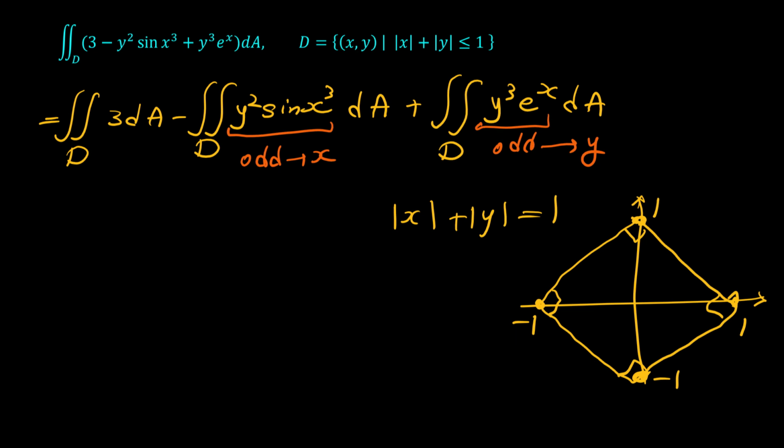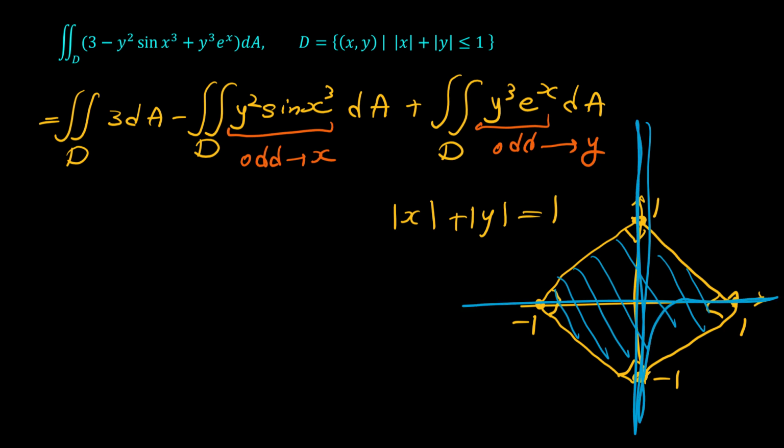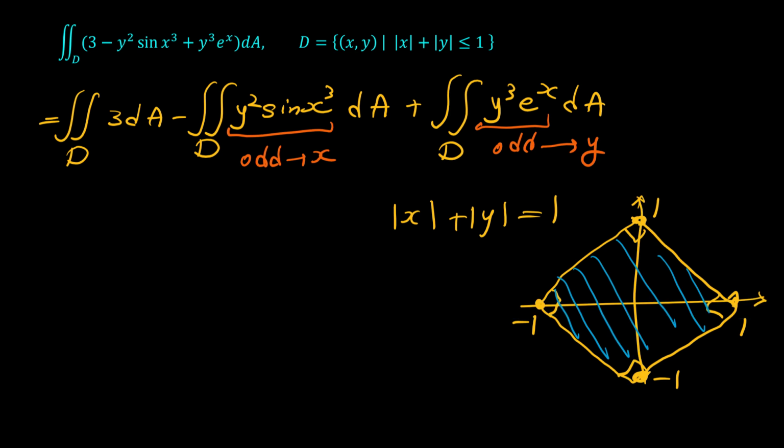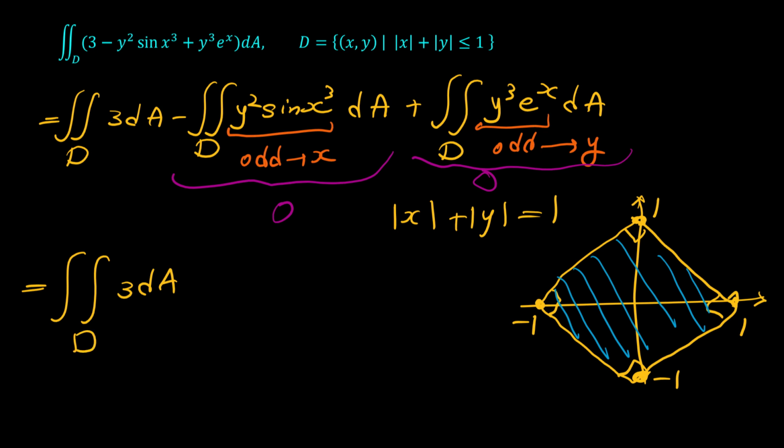As you can see, this is the region inside of the square because it is less than or equal. This region is symmetric with respect to the y-axis, symmetric with respect to the x-axis, symmetric with respect to x equals 0, and symmetric with respect to y equals 0. Because of the symmetry of the region, this integral is 0. This integral is also 0. So the only thing that we have to do is to find the double integral of 3 dA. For this, we can move the 3 to the outside, so we have 3 times the double integral of dA over region D.